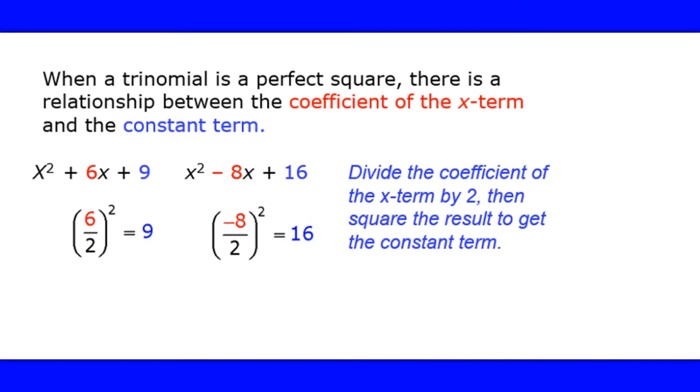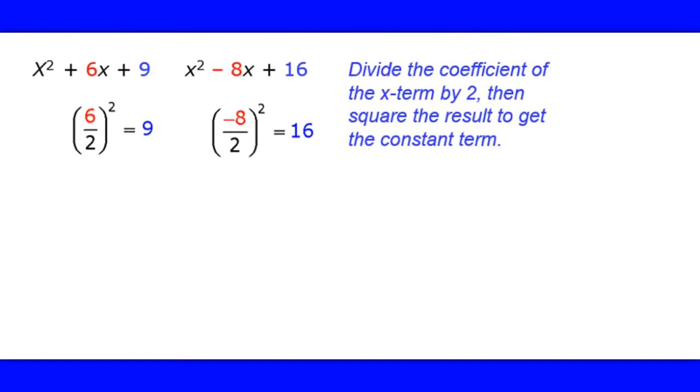When a trinomial is a perfect square, there's a special relationship between the coefficient of the x term, in this case the 6, and the constant term, which is the 9. And here's what it is. If you take the coefficient of the x term and cut it in half, so 6 divided by 2 is 3, and square it, it gives you that third term. Okay? So that's that relationship.